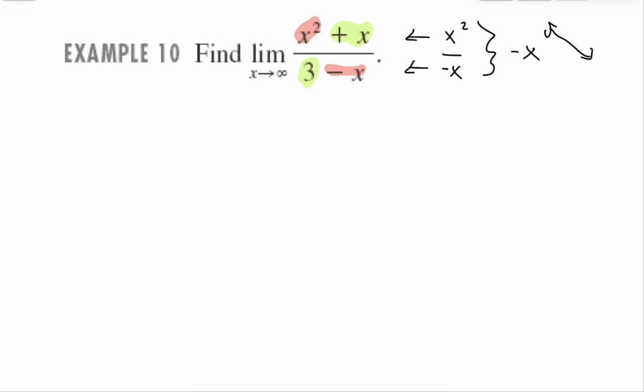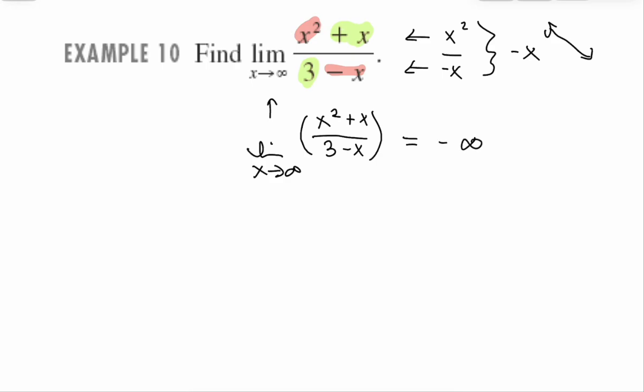So we know that the left end is going up and the right end is going down. This means that the limit as x approaches infinity of x squared plus x over 3 minus x, when it gets really, really large, is going to act like the line negative x. And so the right end is going down.